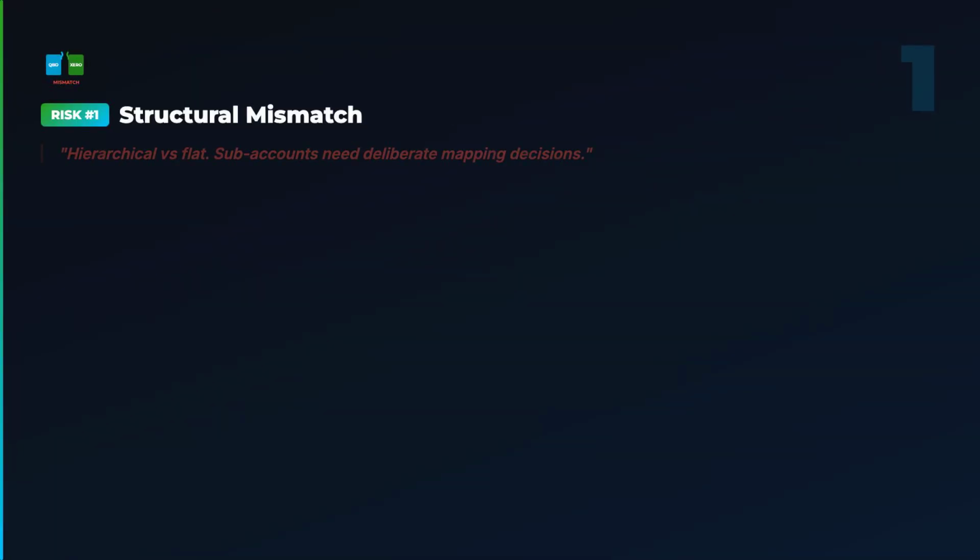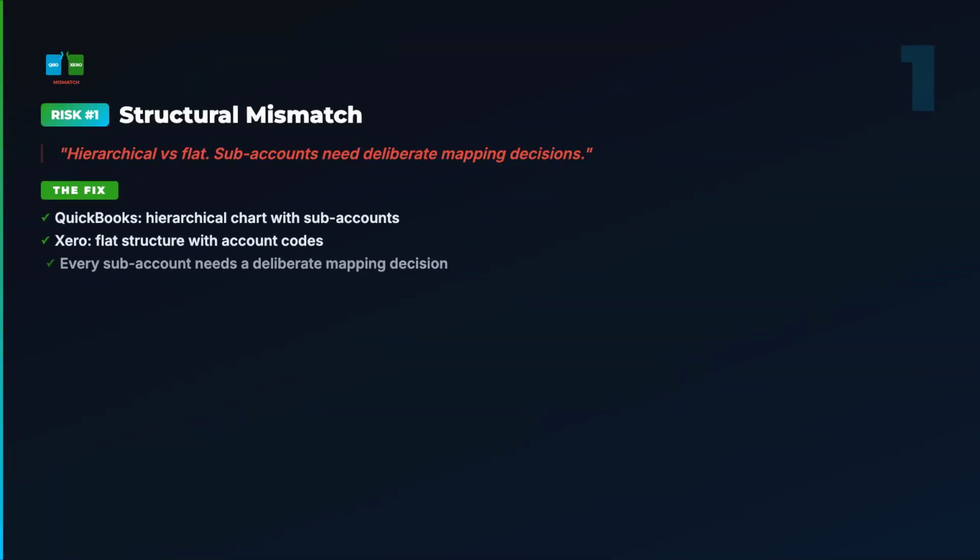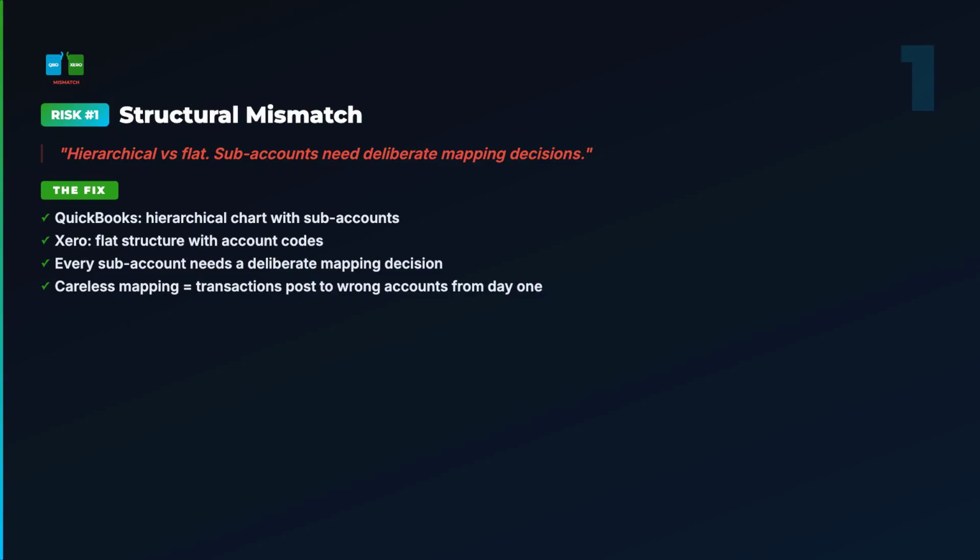Risk number 1. The structural mismatch. QuickBooks Desktop uses parent accounts with sub-accounts. Xero uses a flat chart with account codes. When you move data between them, every sub-account needs a deliberate mapping decision. There is no automatic answer. A sub-account tracking project costs in QuickBooks has to land somewhere logical in Xero's flat framework. If that decision is made carelessly, transactions post to the wrong account from day one.